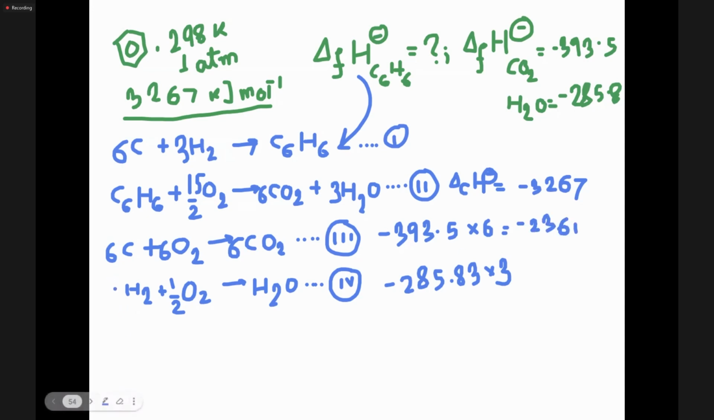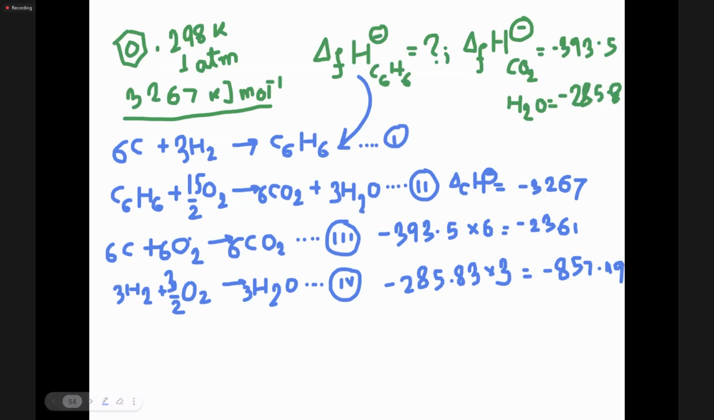Also, you have to multiply this equation by 3. So we'll put a 3 over here, a 3 over here, and also a 3 ahead of the water molecule. And if we perform the multiplication here, it will be around minus 857.49 kilojoule per mole.